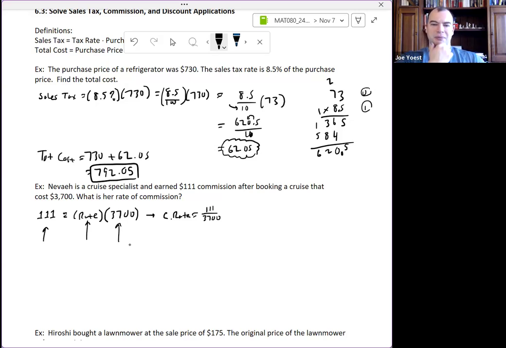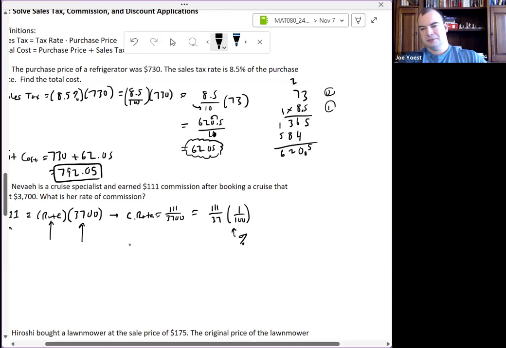Now I do want my commission rate as a percent. I would like to say such a percent, 5%, 10%. So I'll choose to think of this as 111 over 37 times 1 over 100. This is the bit that I'm kind of cordoning off that's going to become my percent sign, my per 100. And then I'll simplify 111 over 37 separately.